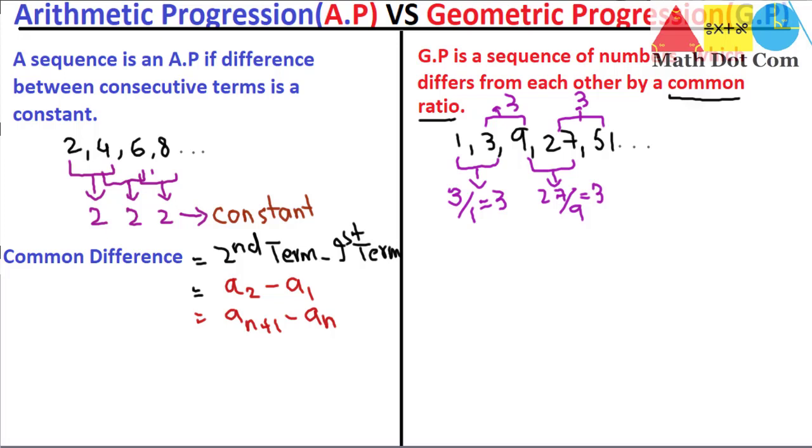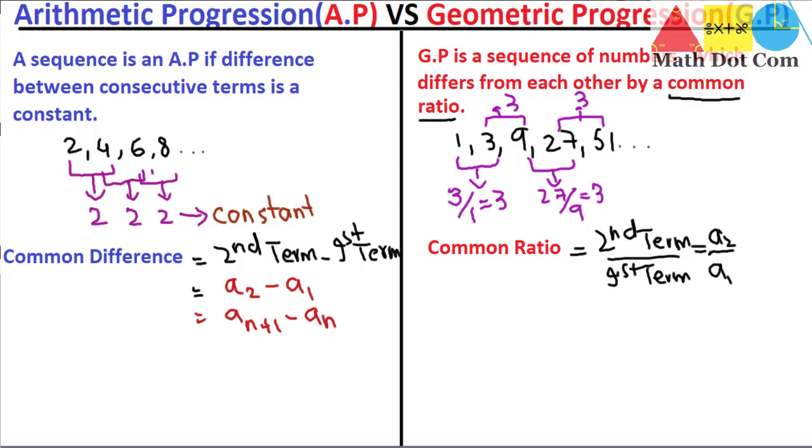Then if we move towards the geometric progression, there the common ratio or the constant ratio or multiplier can be found as the ratio of the second term to the first term. If I write in easy form, second term divided by the first term, or you can say a2 divided by a1, and keep this in mind, you have to write the second term first, the first term in the denominator, and in more generic form you can write it as a(n+1) divided by a(n).